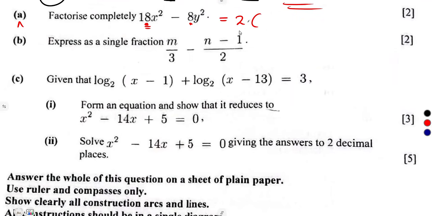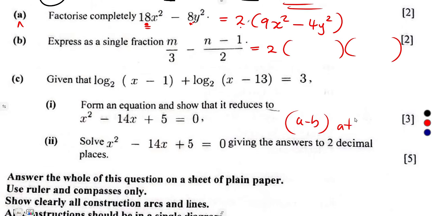So you're going to have 18 divided by 2, 9x squared. 8 divided by 2, which is what? 4y squared. And this is a difference of what? 2 squares. So you're going to consider 2 brackets from the a minus b into a plus b concept. The square roots of these two terms: square root of 9x squared, 3x. Square root of 4y squared, that's 2y.